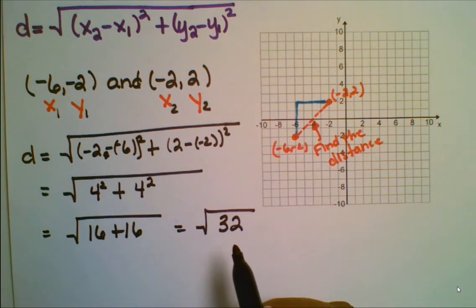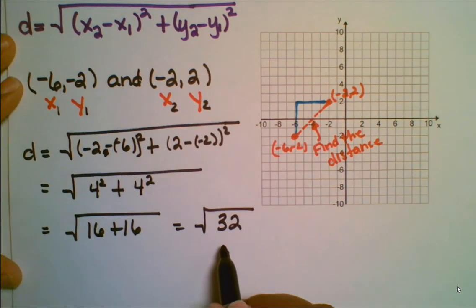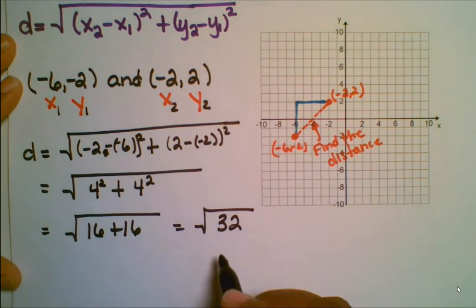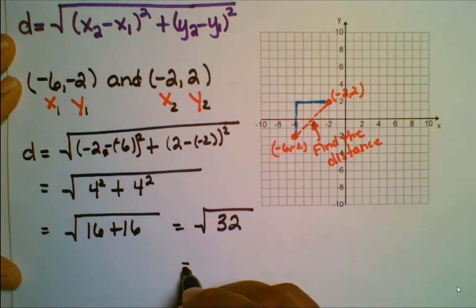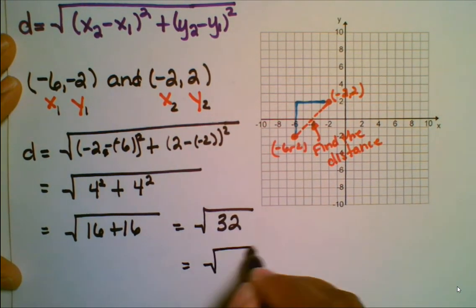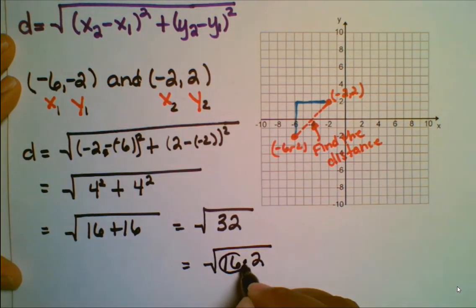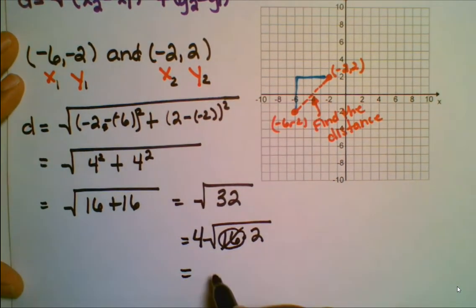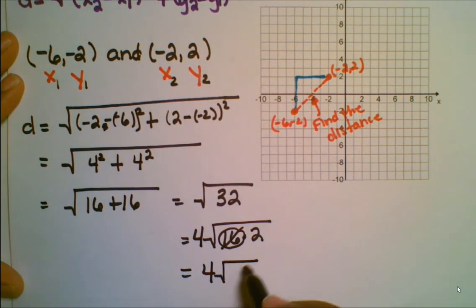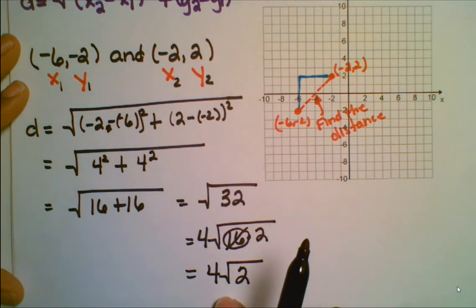Now, if the question asks you to leave your answer in radical form, then let's simplify this. We want to find factors of 32 where one of its factors is a perfect square, and we're saying the square root of 16 times 2. Take the square root of 16, which is 4, and we have 4 square root of 2. So that's leaving our answer in exact form.